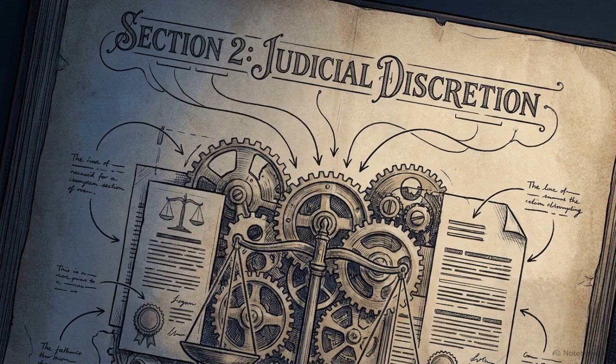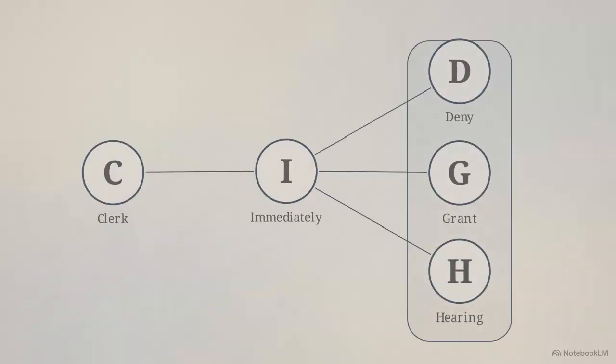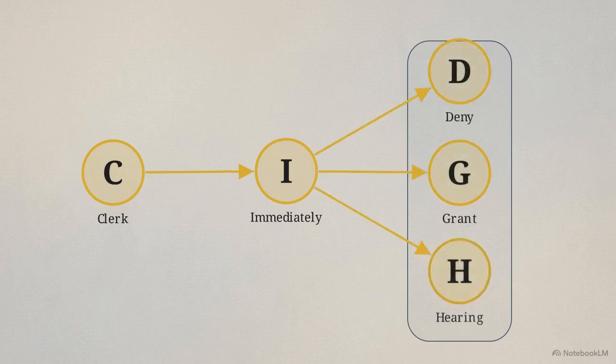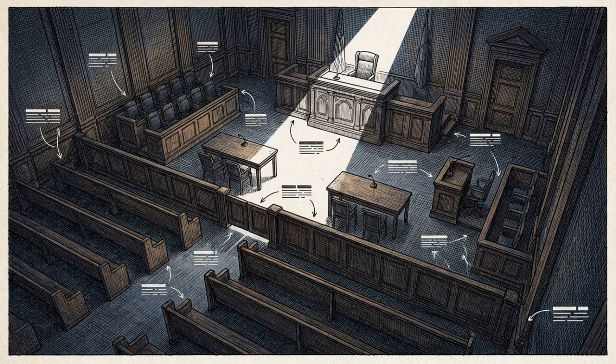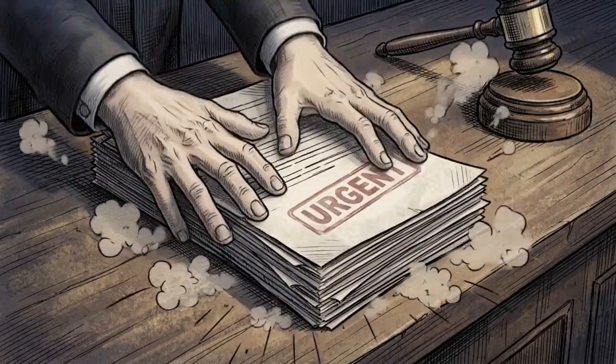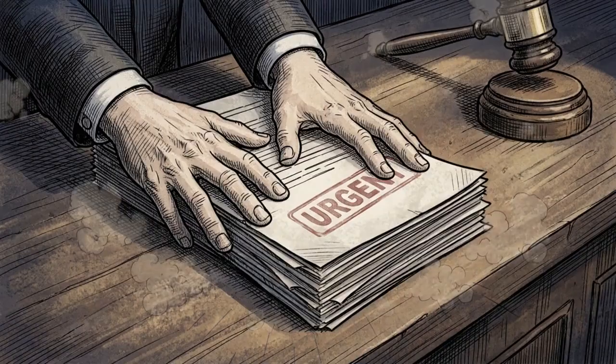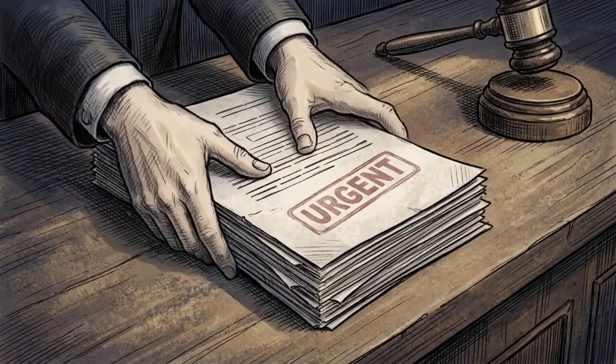Once the motion is filed, we move to Section 2, Action by the Court. Recall the sequence with the mnemonic CIDGH. The clerk immediately brings the motion to court, which may deny or grant it outright, or call a hearing. This imposes a specific mandate on court personnel. The clerk of court cannot let this sit in the docket. They must act immediately to place it on the judge's desk.